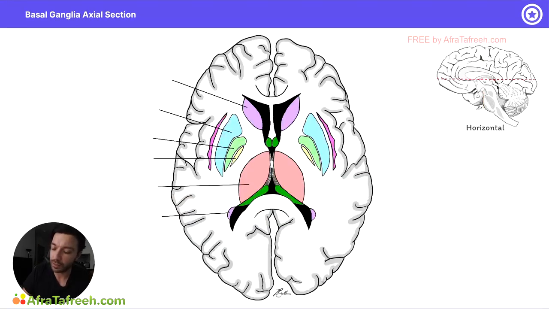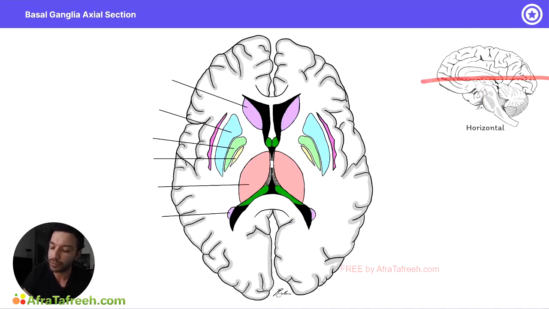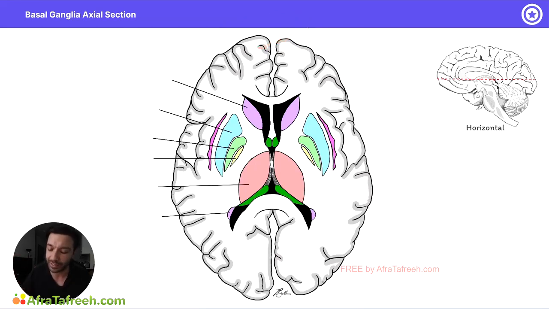So you can see here, we have a horizontal section. We're dividing the brain into superior and inferior. And this view right here is going to be a superior view looking down. And you can already see it looks a whole lot different than the coronal section.